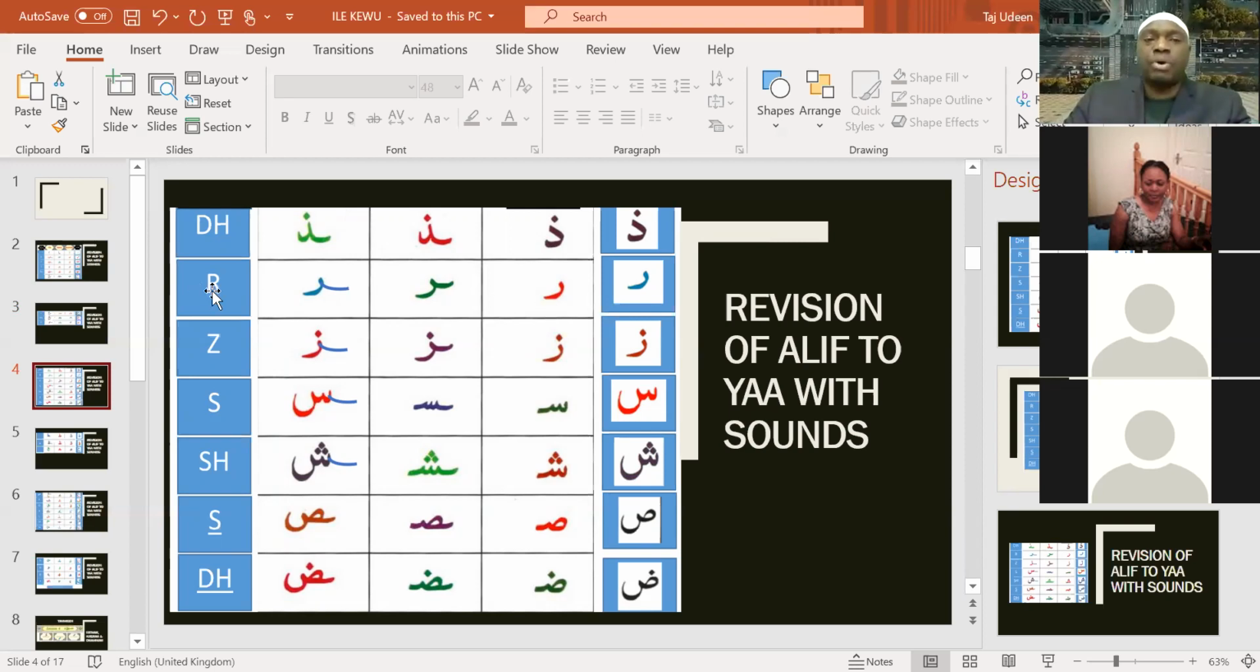And the sound for Ra is R. Ra is also a special letter. That is a special letter. You can't join any letter after them.